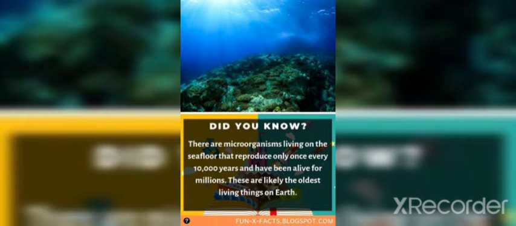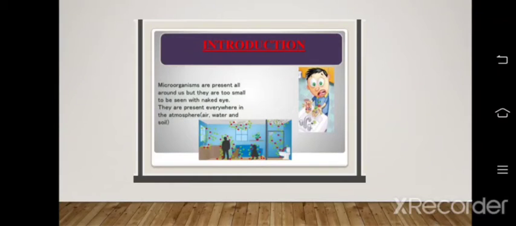Welcome to the part 1 video of science class on chapter 2, microorganisms: friend and foe. Students, in this chapter, microorganisms friend and foe, we are going to learn about different types of microorganisms, how they are useful, and at the same time how they are harmful to us.